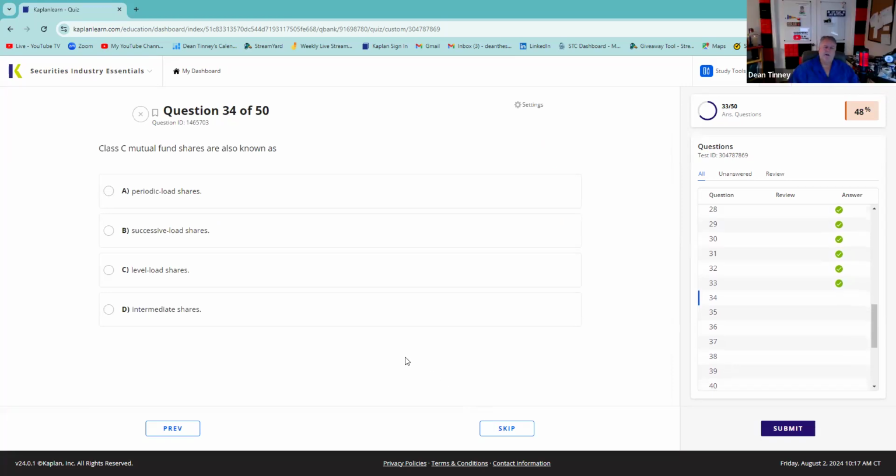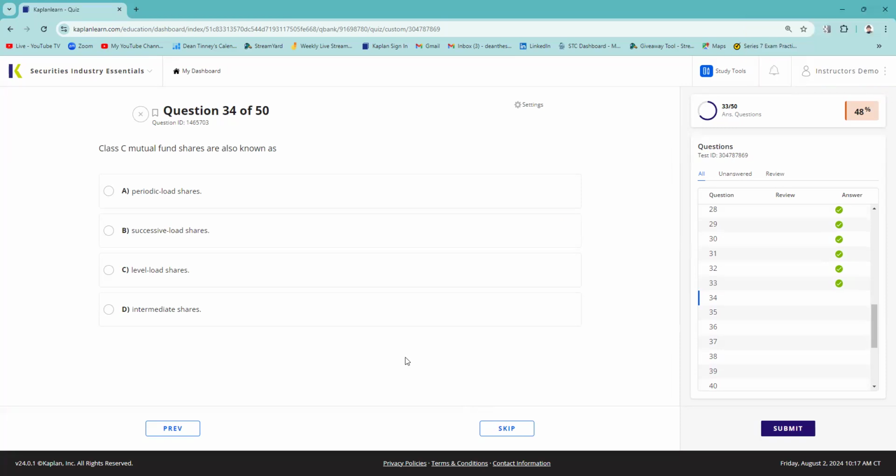Class C, you will get different tests on different share classes. We have A shares, B shares, and C shares. I know A and B. This is worded differently.